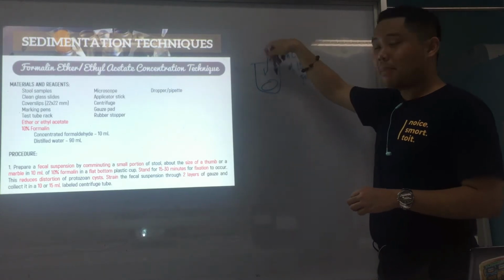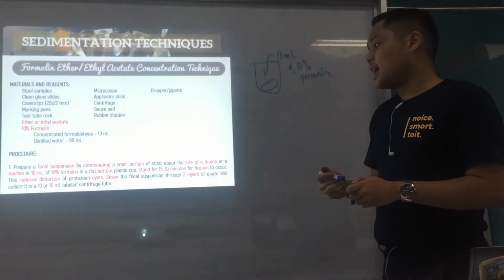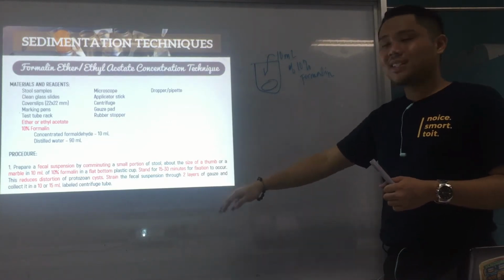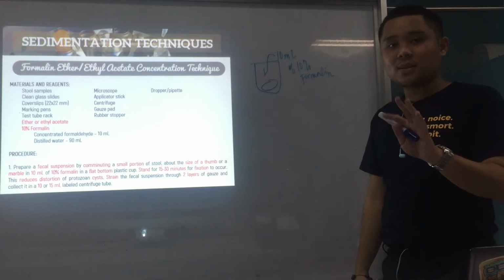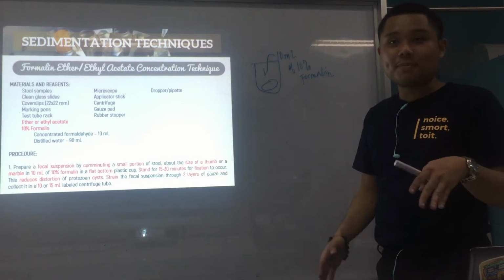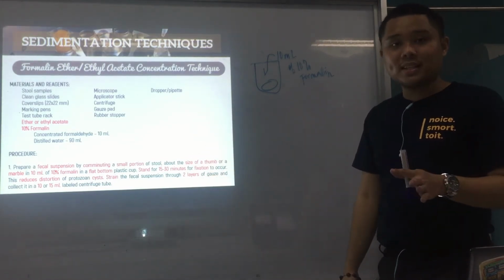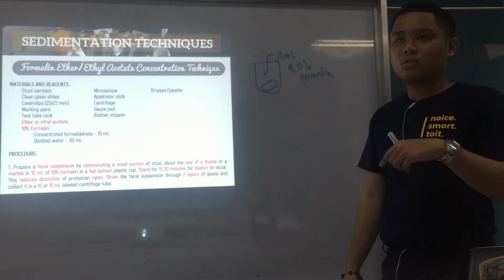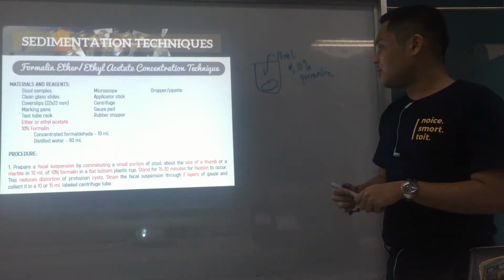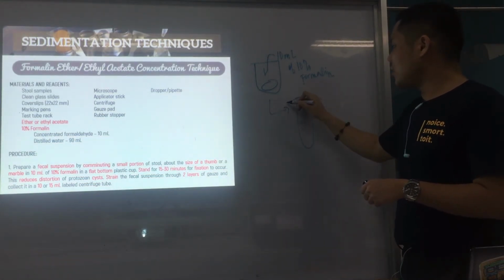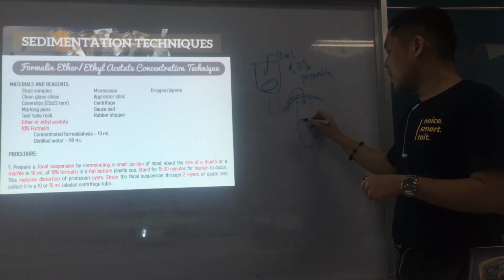And then what we do is we mix it. All right? And then let it stand for 15 to 30 minutes for fixation to occur. Because again, it's important, through fixation, preservation of morphology, the distortion of protozoan cysts is reduced. So they will not be distorted. Now, after, still the same, we strain this suspension in 2 layers of gauze. Okay? So we add it here. So you have now a liquid with your stool sample.